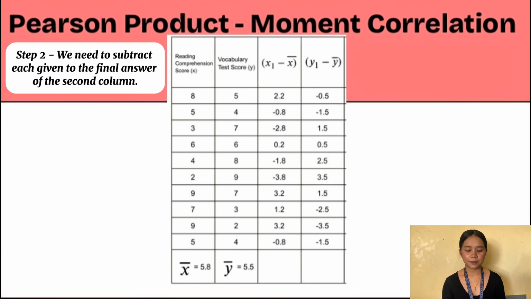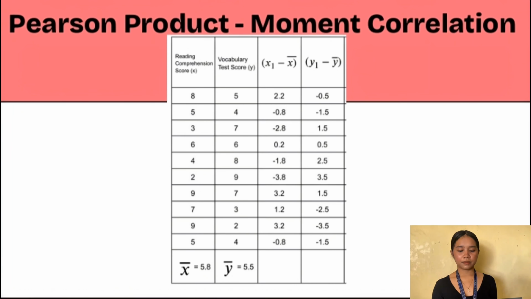Likewise for the second column, for example, 5 minus 5.5 is equal to negative 0.5. 4 minus 5.5 is equal to negative 1.5. 7 minus 5.5 is equal to 1.5. 6 minus 5.5 is equal to 0.5. 8 minus 5.5 is equal to 2.5. 9 minus 5.5 is equal to 3.5. 7 minus 5.5 is equal to 1.5. 3 minus 5.5 is equal to negative 2.5. 2 minus 5.5 is equal to negative 3.5. 4 minus 5.5 is equal to negative 1.5.